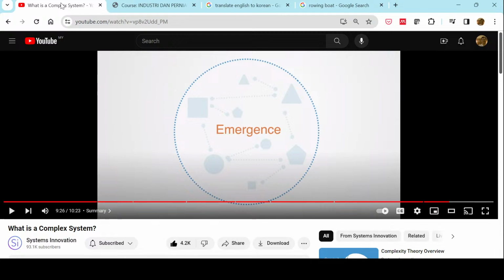Function as an entirety. This is what we heard just now. That was the definition of system. Now, beginning with number 1, 2, 3, 4, complex system. Just now we finished the definition of system only. System only. Now, complex system.